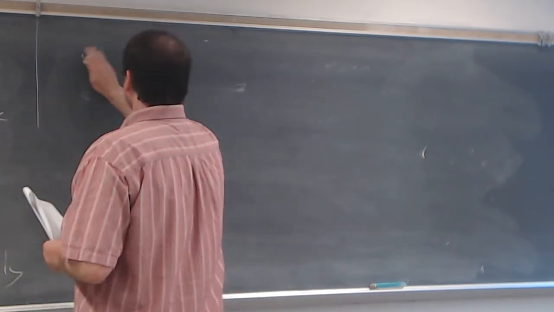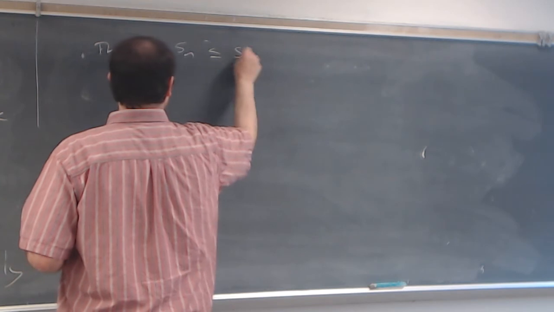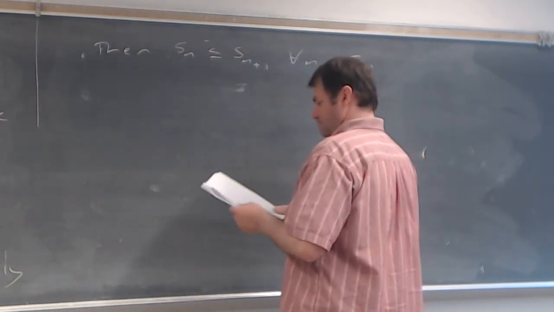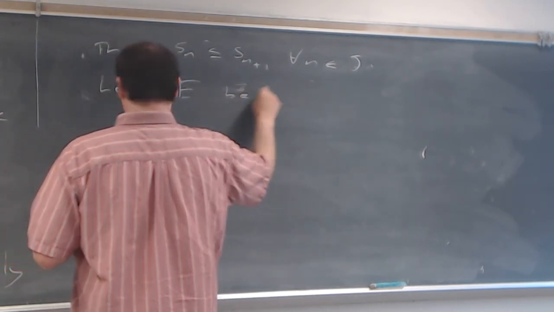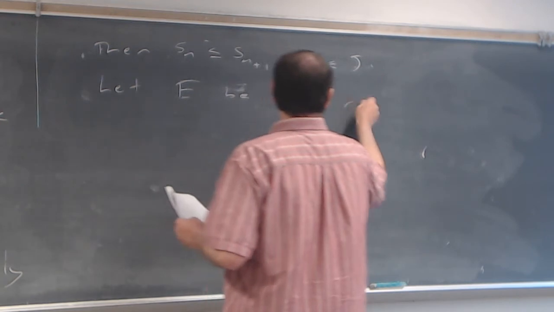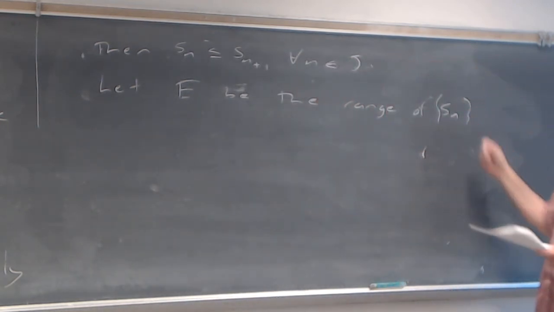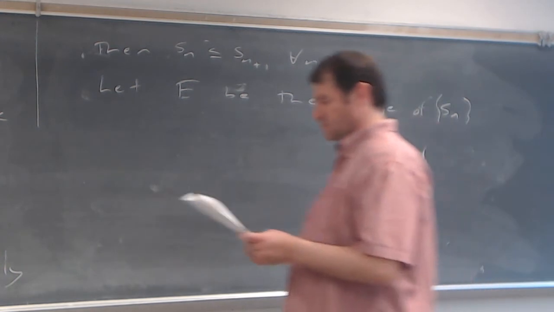Okay, then first thing we'll say, what does that mean? It means that S of n is less than or equal to S of n plus 1 for all n element of J. That's what we know. Now let's let E be the range of S of n. We're talking about the output, the terms, the numbers that make up this sequence.